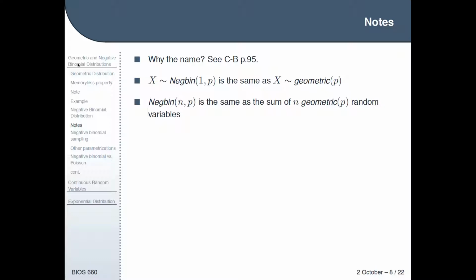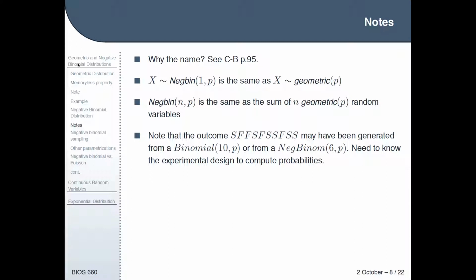And you can also show that you can get a negative binomial distribution just by taking the sum of n geometric random variables. Again, that makes intuitive sense: the geometric distribution is the number of trials it takes to get one success. So if you count the number of trials it takes to get the first success, the second success, the third success, taking into account that it's memoryless, well, that's the very definition of the negative binomial distribution.